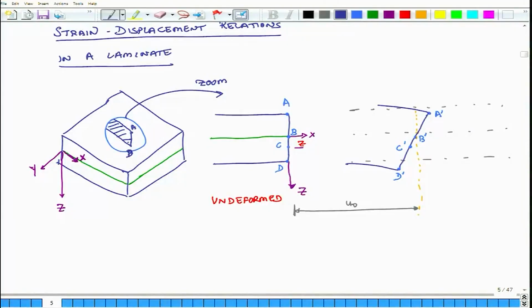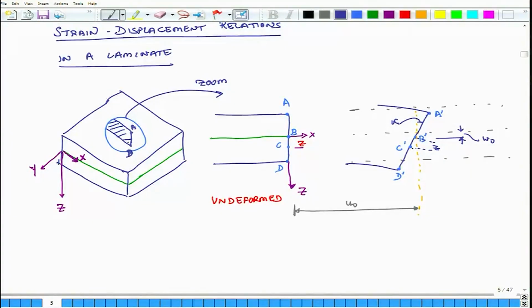So, how much have I pushed it down? The mid plane has gone down by a distance W naught. So, this is W naught. And the rotation has happened by an angle, let us call this angle alpha, and the distance B to C is still Z, and it does not change because we have said that the line AD does not stretch or contract in the Z direction. So, B to C also does not change.